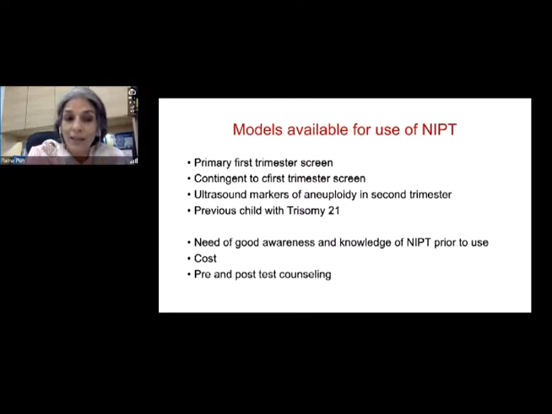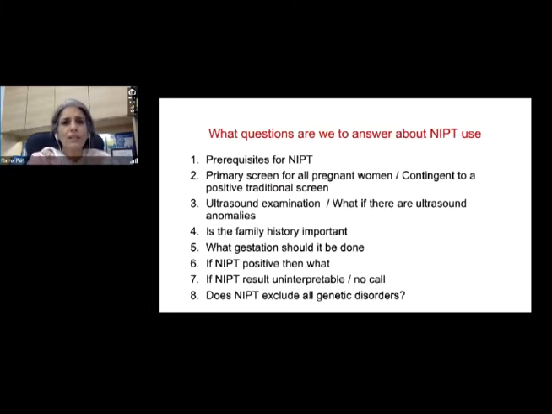so that at the end, it's not I who is telling you what to do. I hope that I'm able to give you the advantage of being able to decide for your patient which is the best form of screening for that particular patient in the clinical scenario that is present. So we are going to answer 8 questions through this talk, and I'm going to take them one by one.